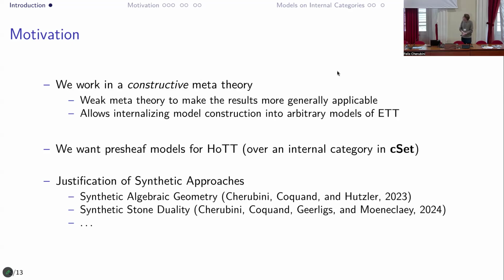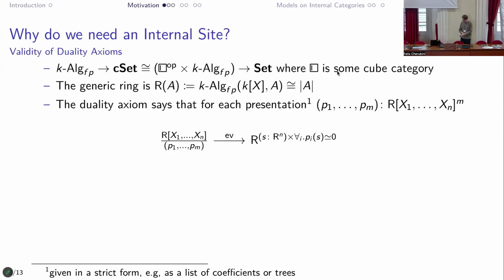The key application of something like this is the justification of these synthetic approaches, where you take HoTT, you extend it with some axioms, and then you prove something about interesting mathematical objects in this synthetic setting. To justify these kinds of settings, you need some notion of sheaf model of HoTT. The sheafification part can usually be done with some kind of lex modality. So this part is about the first part: how do we get the presheaf model where you can define these lex modalities?